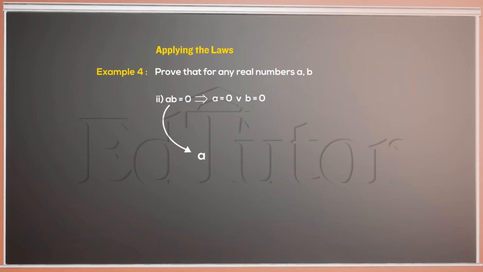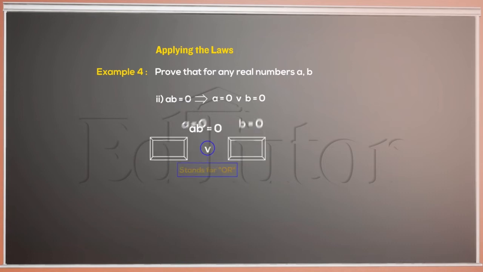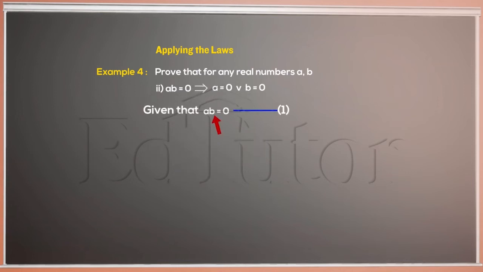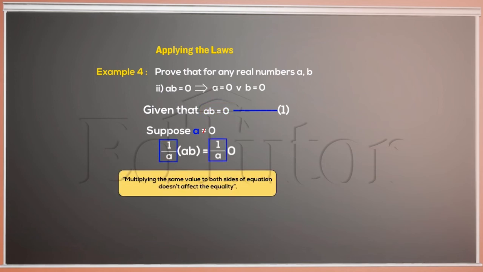Let the two real numbers be a and b. And if their product equals 0, then either of them must be 0. Makes sense, but we need to prove this. Start by calling the product equation 1 and suppose a isn't 0. Then what is the value of b? If we multiply the inverse of a with equation 1, we get this. And multiplying the same value to both sides of an equation doesn't affect the equality. Says who? The multiplicative property of equality.